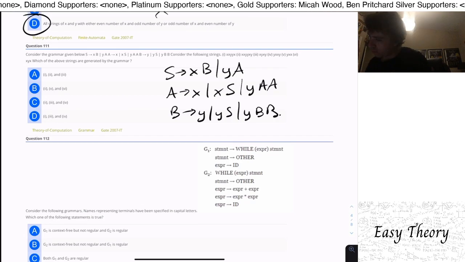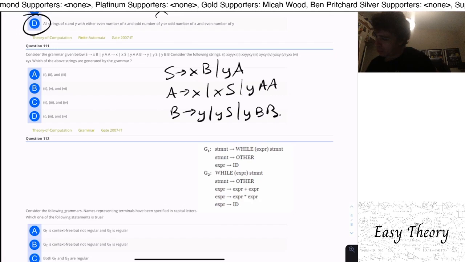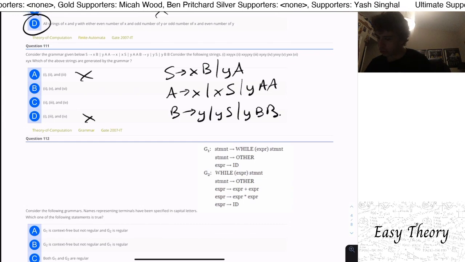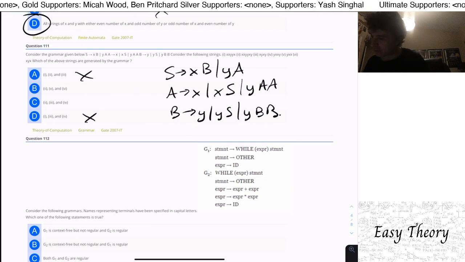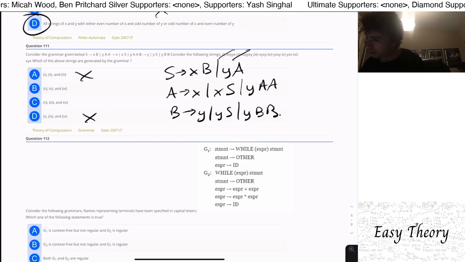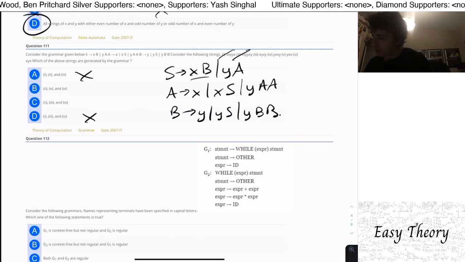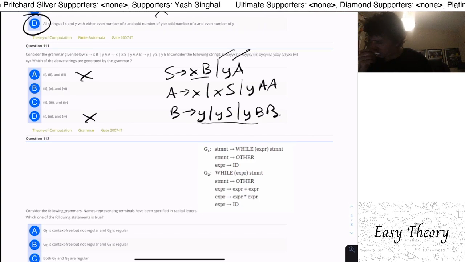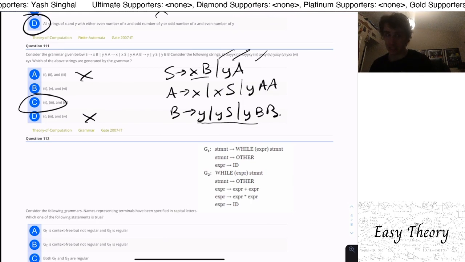So can one... Well, if one's made, it has to be made with the B rule. So one can't be made because all the B rules start with Y. So this one's not true, that one's not true. 2 can definitely be made then, so we don't have to worry about it. Can 3 be made? So if 3 is made, it would have to be made with the Y rules. So can we make XY from S? Yeah, we can, so 3 can be made, so C is the answer.